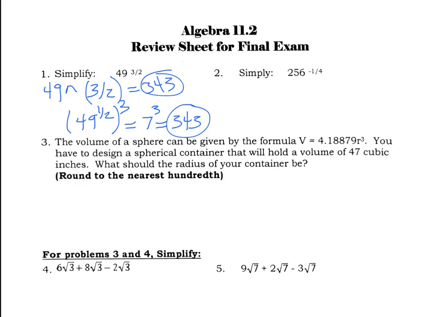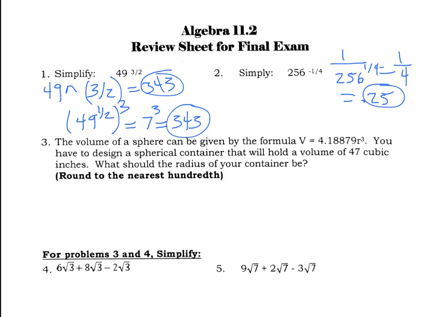And with the same reasoning, again, with number 2, you can apply the rules of exponents. The negative exponent means 1 over 256 to the positive 1/4. And the fourth root of 256 is just 4, so this is really 1 over 4, or 0.25. But again, using the same technique, you can probably use your graphing calculator to get the answer.